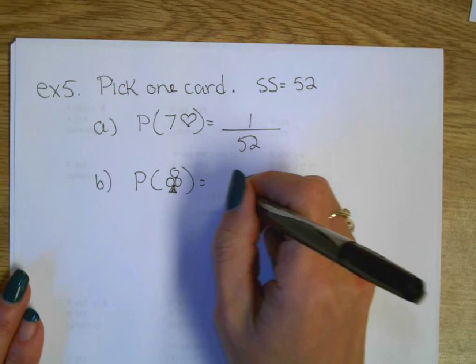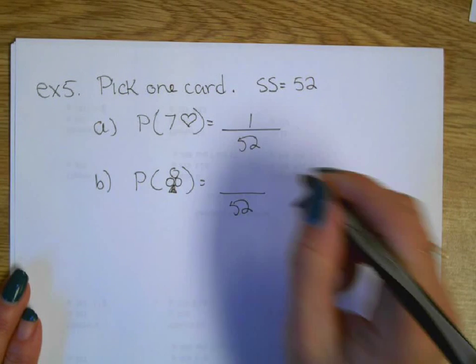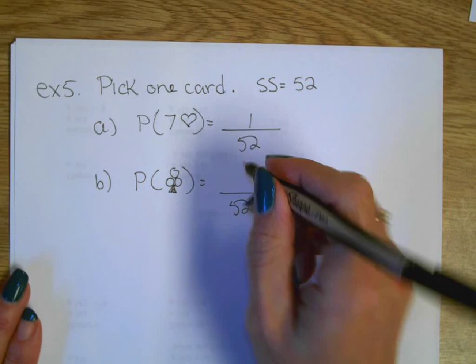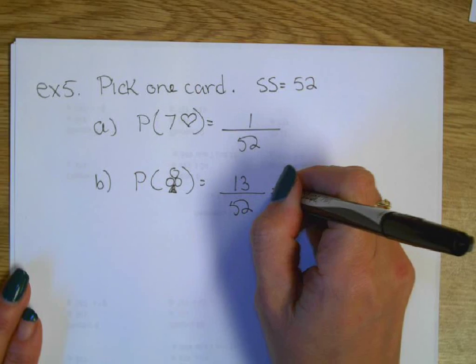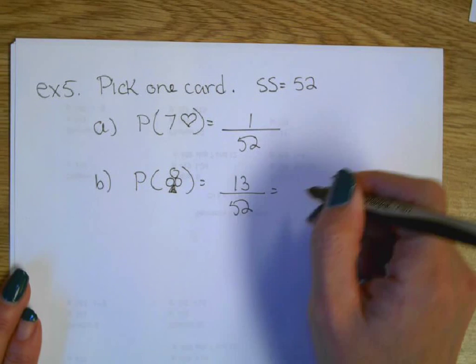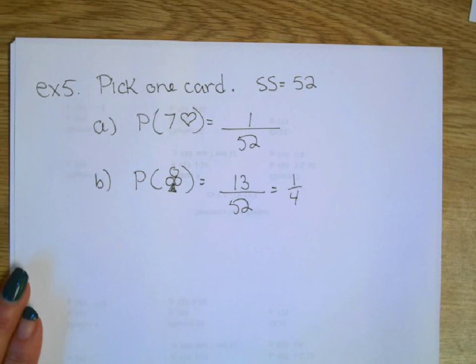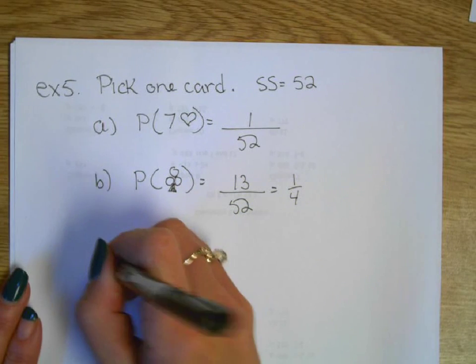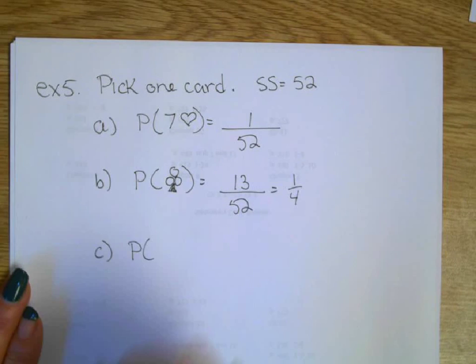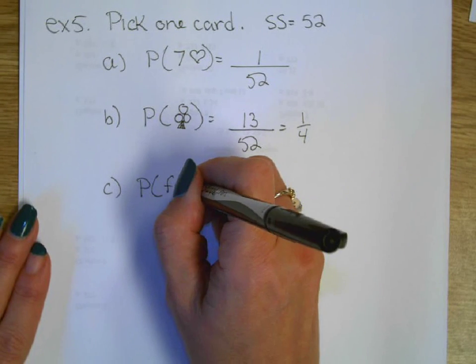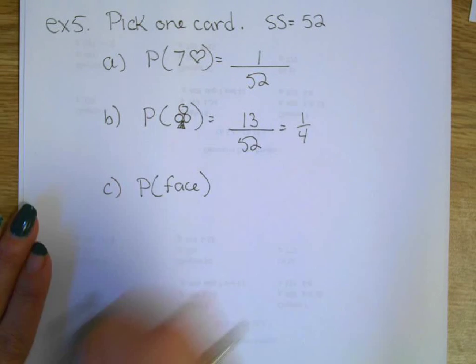Well, again, it's out of 52. And if you remember, I told you there are 13 of each suit. So that means there are 13 clubs. Or, that reduces down, 13 goes into 52, 4 times, it's a quarter of the deck, one of the 4 suits. What's the probability that I pick one card out of the deck, and it is a face card?